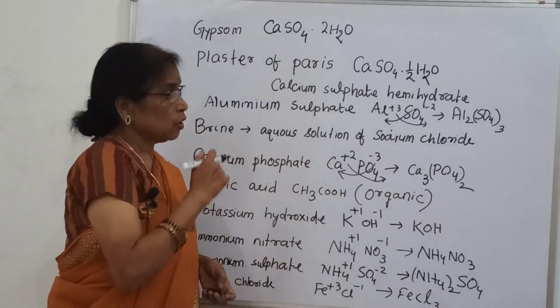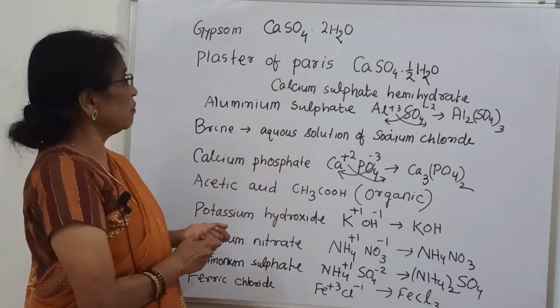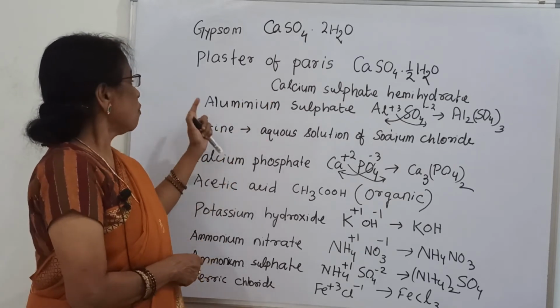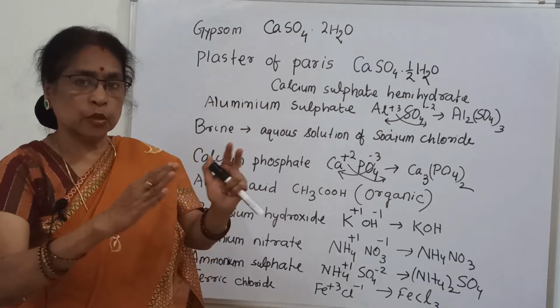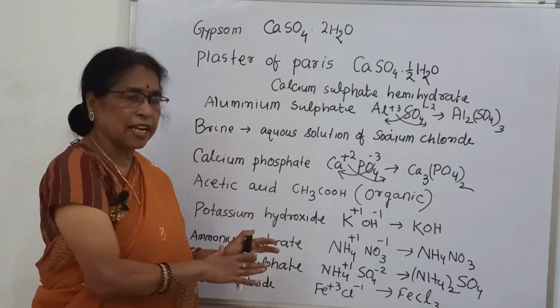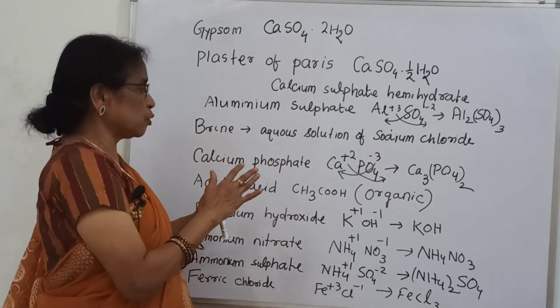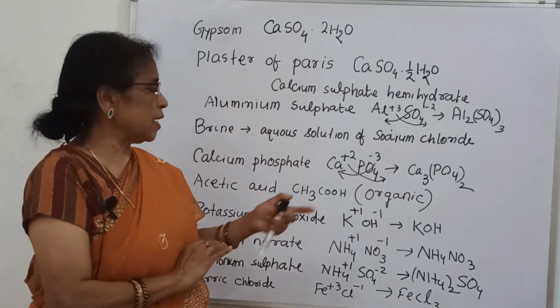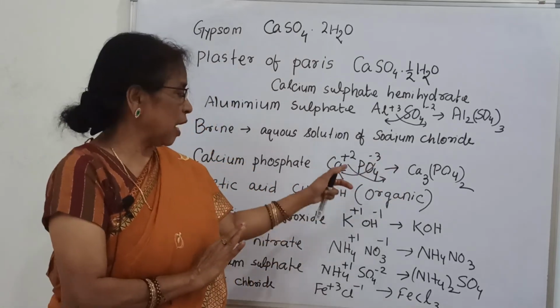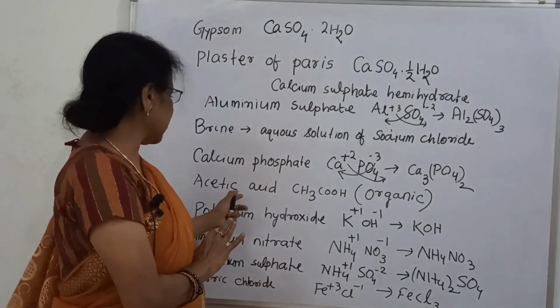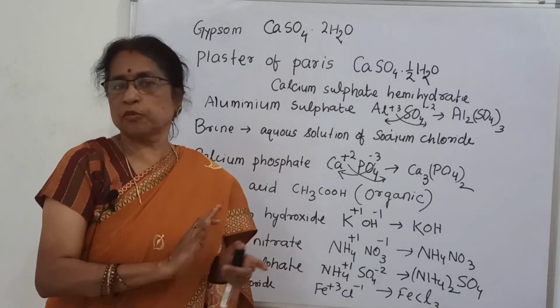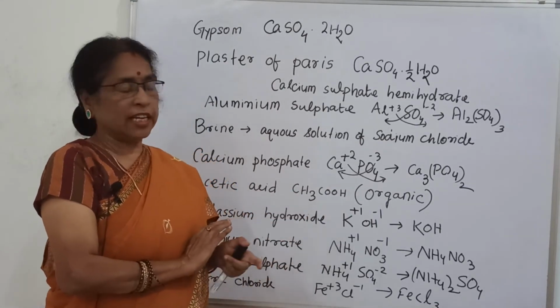Cl3 like this. So what is calcium sulfate hemihydrate? Plaster of Paris. What is aluminum sulfate? Al2(SO4)3. What is brine? Aqueous solution of sodium chloride. Calcium phosphate, Ca3(PO4)2, I think it is clear. And acetic acid is CH3COOH, which is an organic compound, organic acid.